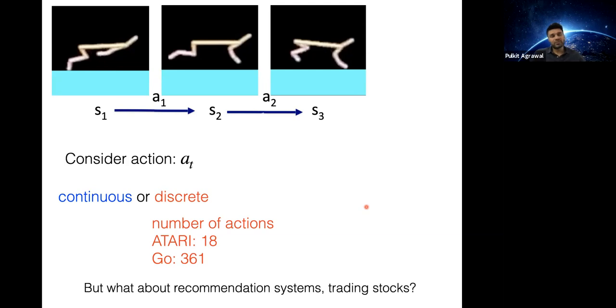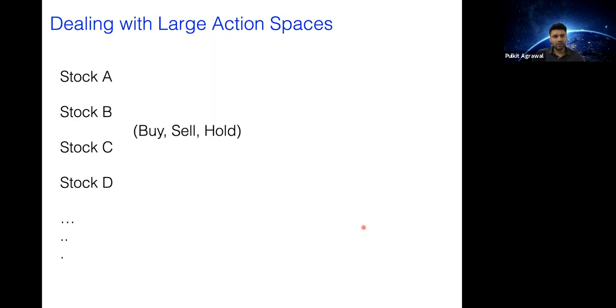But what about if we consider other systems, for example, recommendation systems? Suppose you have a newspaper website and you want to recommend news articles, or you want to recommend movies. Now, the number of possible choices of news articles or movies is huge. It is much larger than 361. It can go into hundreds of thousands or even millions. So how do we represent actions if my action space is so huge? That is what we are going to look at in the next few slides.